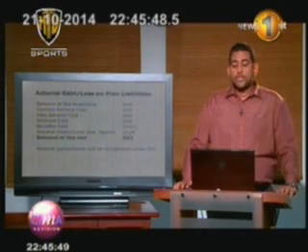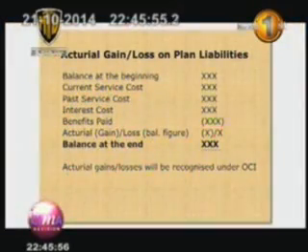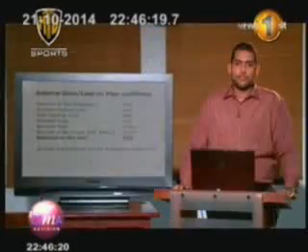While you calculate actuarial gain or loss on plan assets, a similar calculation needs to be performed for the plan liabilities. You start with your balance at the beginning, which is given to you at the exam, and you reconcile this balance to get the closing balance. In this calculation, you will be considering your current service cost, your past service cost, any interest cost, the benefits paid will get deducted, and these balances will then be reconciled with the closing balance, where any difference will be taken as an actuarial gain or a loss.